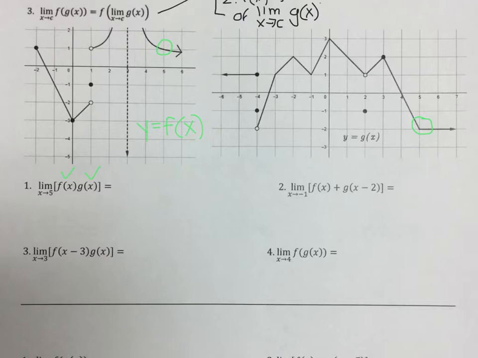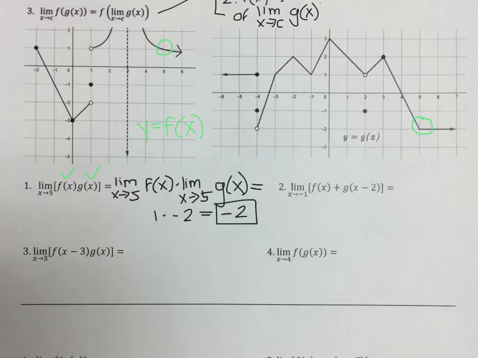So now that I know that they exist, I can use my limit property, split up the two functions, rewrite it, and then just multiply. So I end up getting this. So just notice how I double checked to make sure that the limit existed first, and once they did, then I just really followed along with the property, and my final answer was -2. So I'm going to do number 2 now.